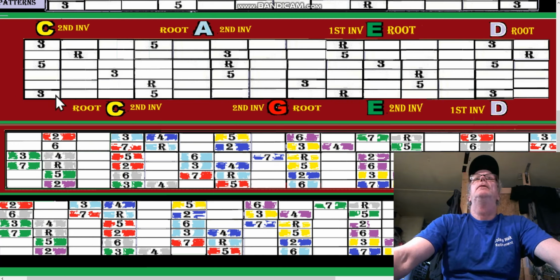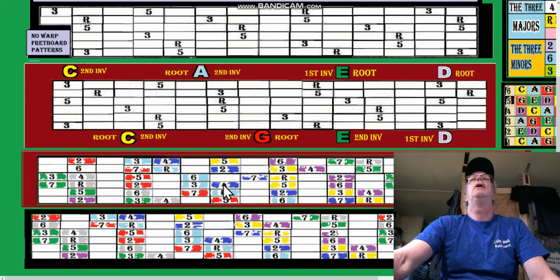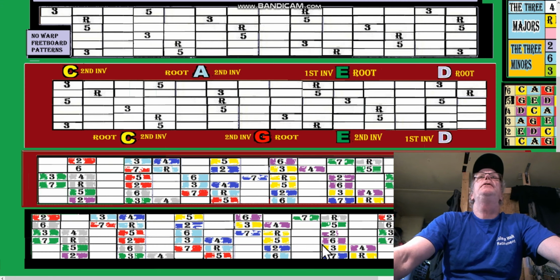Okay, so what we have to move along. We're going to use this concept here and how to make major or minor arpeggios. All right, and you get the minor third, a major third to a minor third.